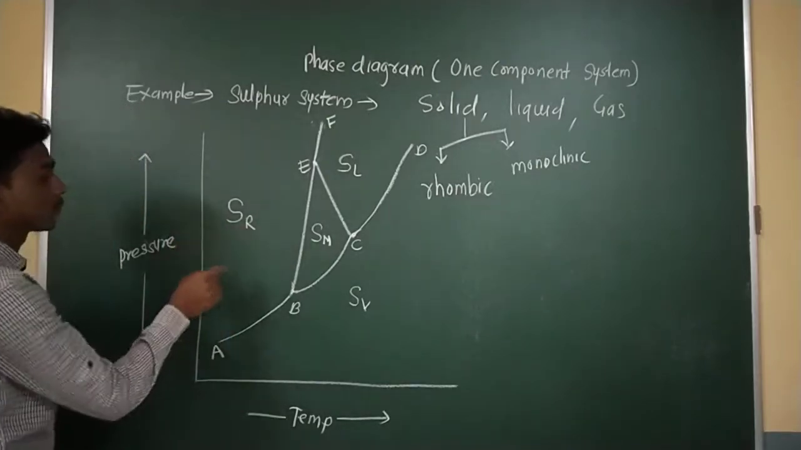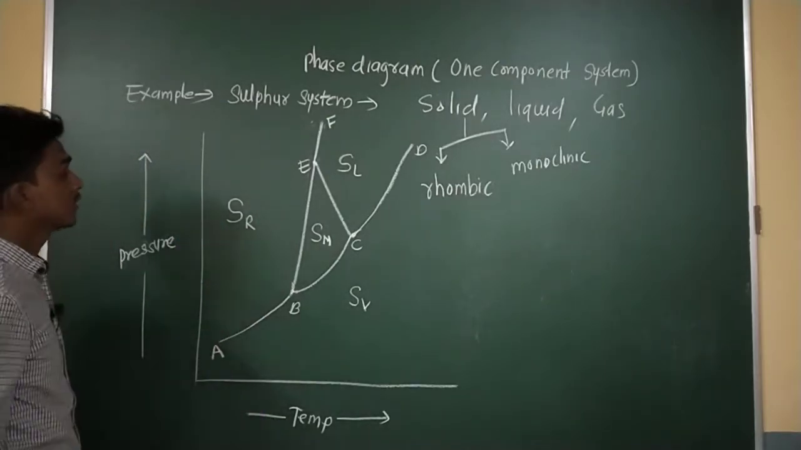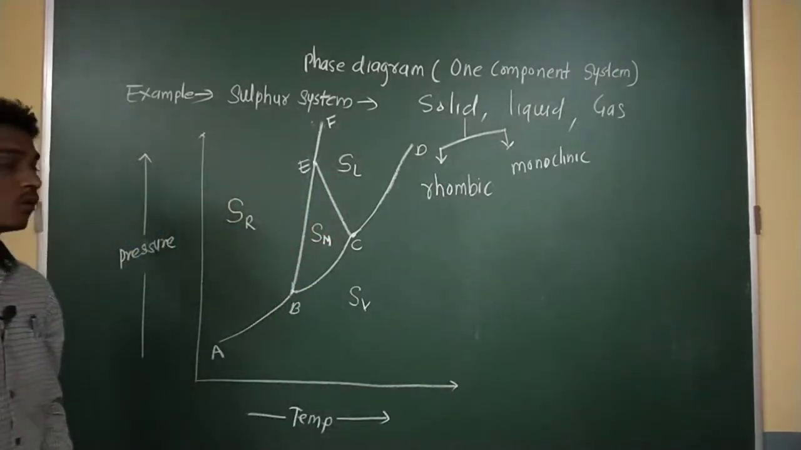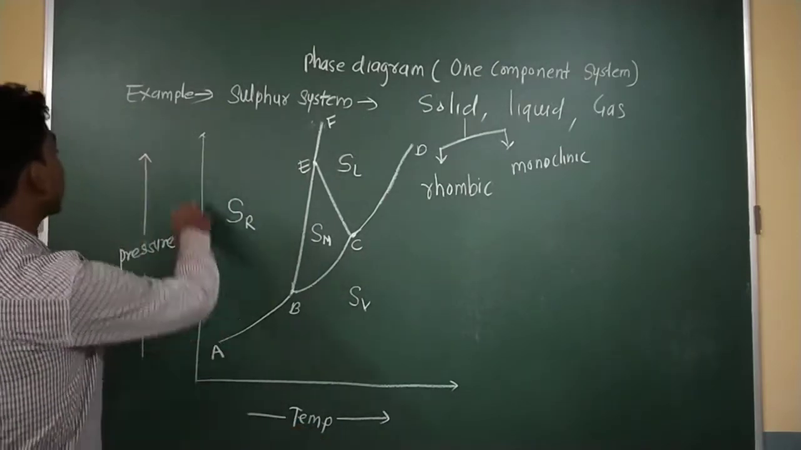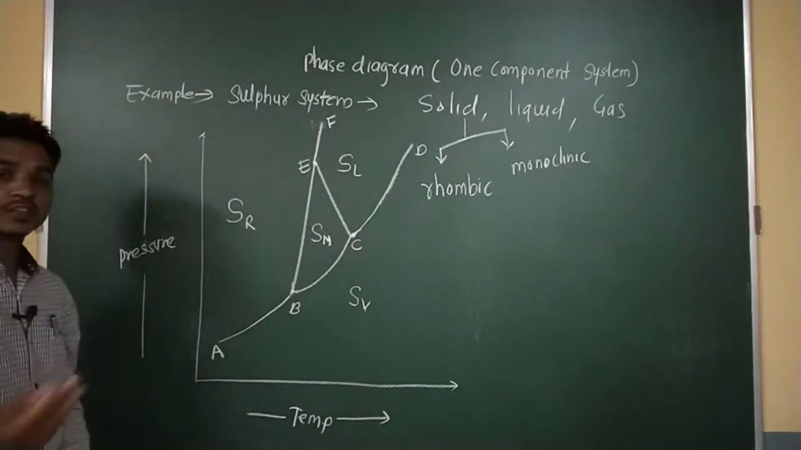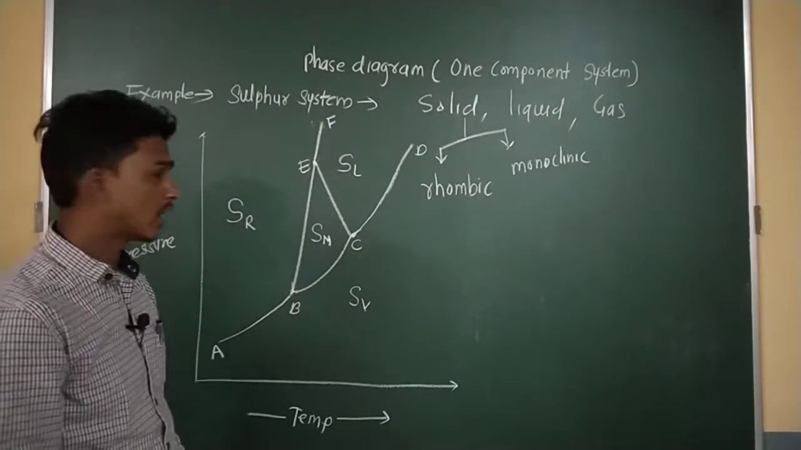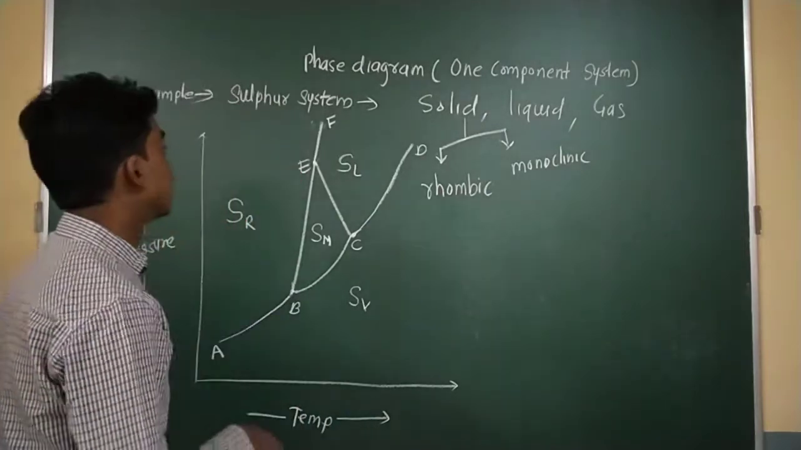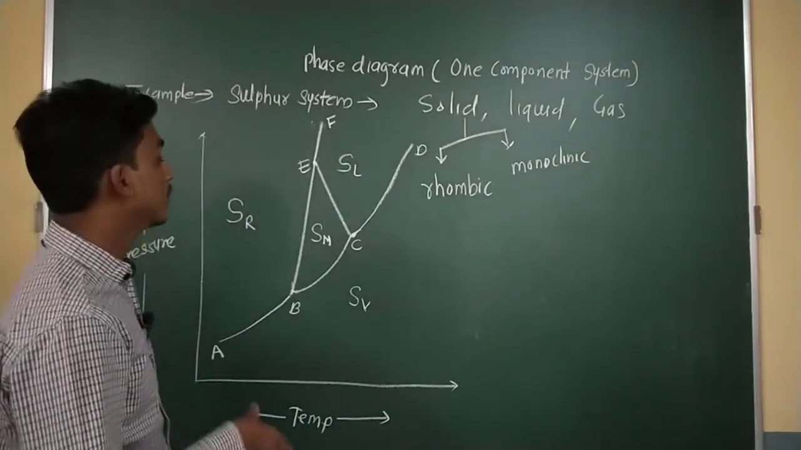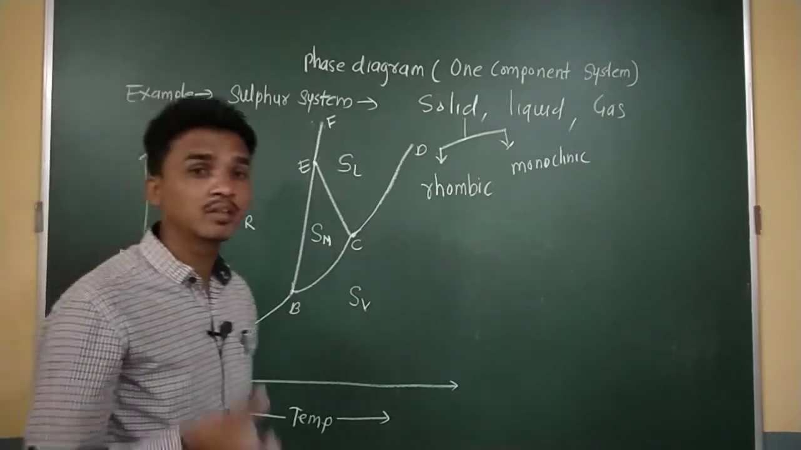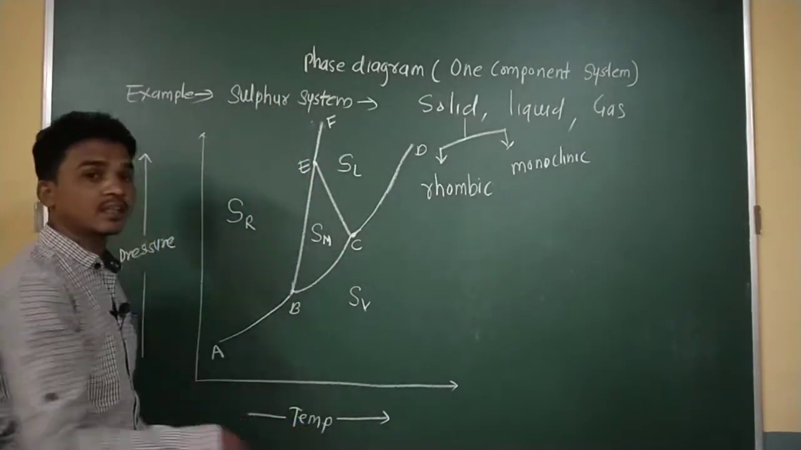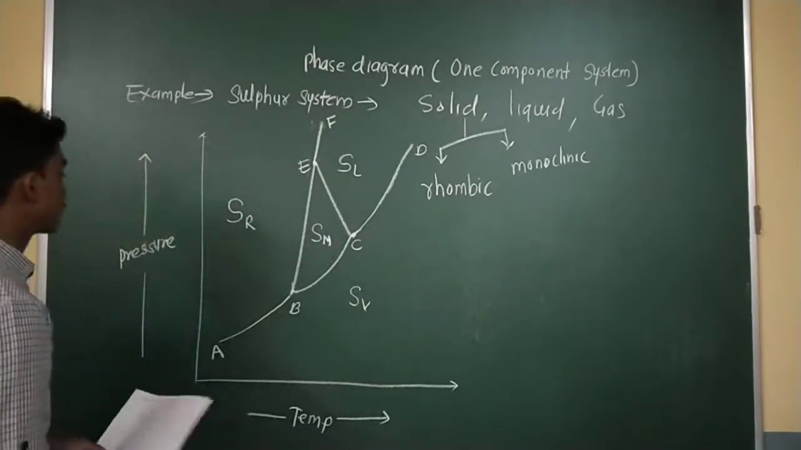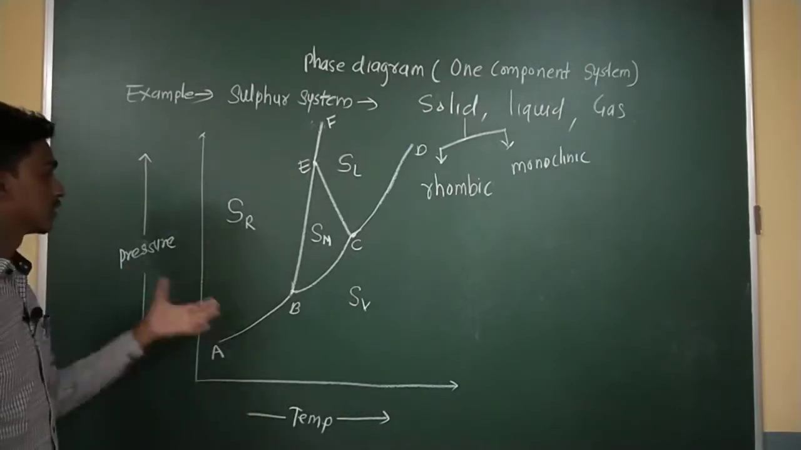I have already plotted this phase diagram of sulfur. On the x-axis there is temperature, and on the y-axis there is pressure. Why am I taking pressure and temperature only? Because the variables in the phase diagram, in the phase equilibrium, are three. First one is pressure, second is temperature, and third is what? Composition and concentration of the chemical constituents. So these two, pressure and temperature, are the two variables.